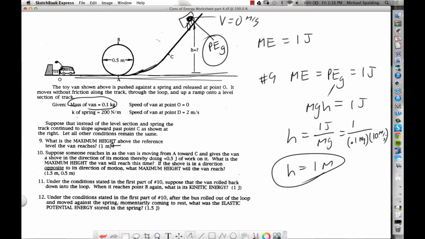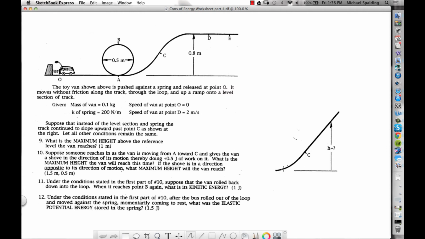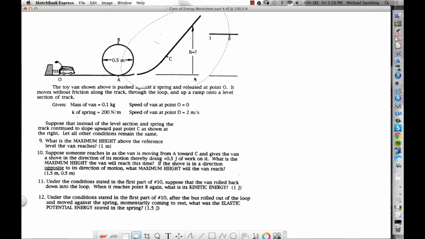Okay, number 10. Suppose that someone reaches in. So you know what? I want to revert this. Clean this up again. Here, I'm just going to save this. So we're going to grab this, stick it there. Okay, so somebody reaches in and gives the van a push. If somebody reaches in and gives this toy van a push, so like when the van is right here, look, is that a force? If somebody pushes the van, is that a force other than gravity or spring?